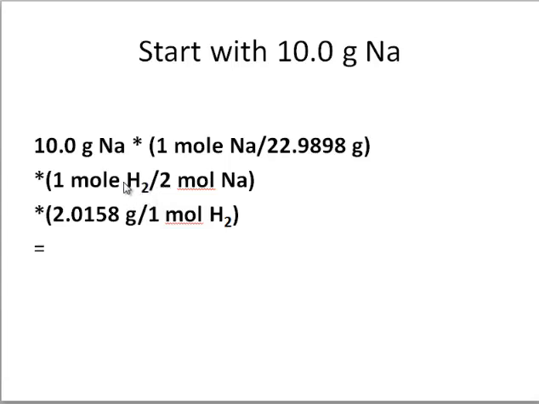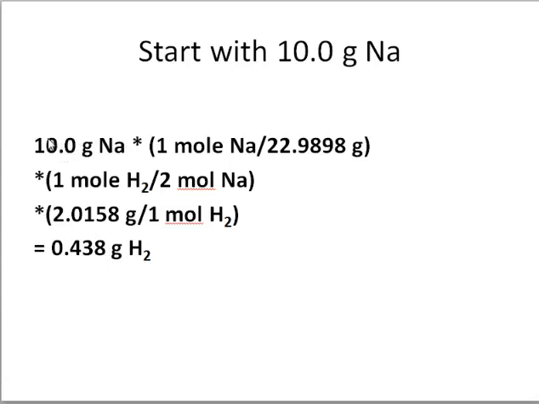In the final step, moles of hydrogen are converted to grams of hydrogen using the molar mass. So this is a conversion factor to convert from moles of hydrogen to grams of hydrogen. And the solution to three significant figures is 0.438 grams of hydrogen. Let's review the steps again.